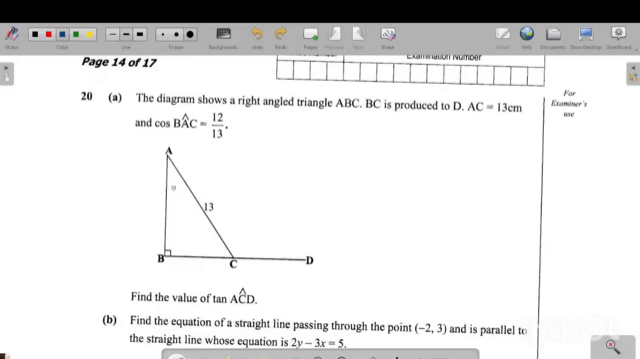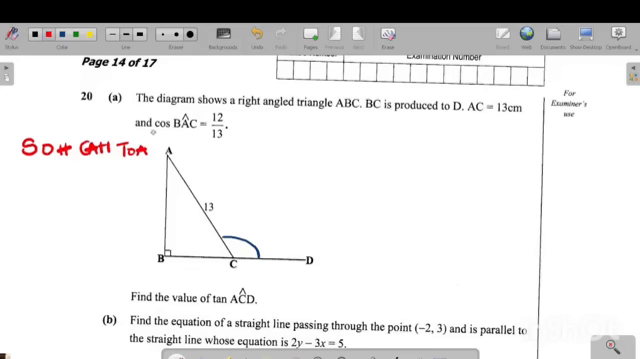Tan ACD. So this is the angle that they want you to find. Right, how are we going to find that? First of all, you need to write SOHCAHTOA, which is going to help you know the sides.